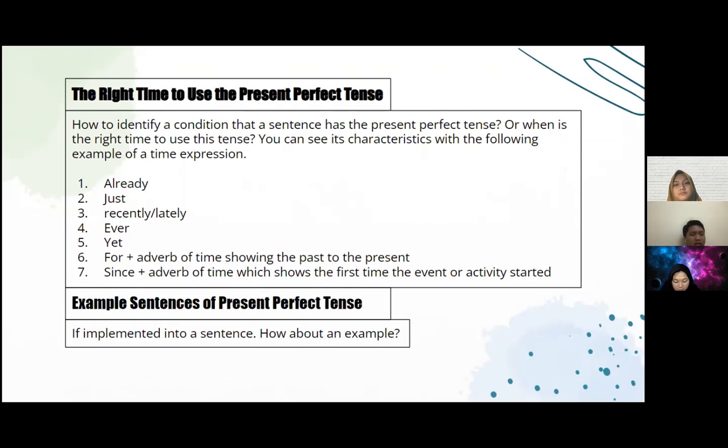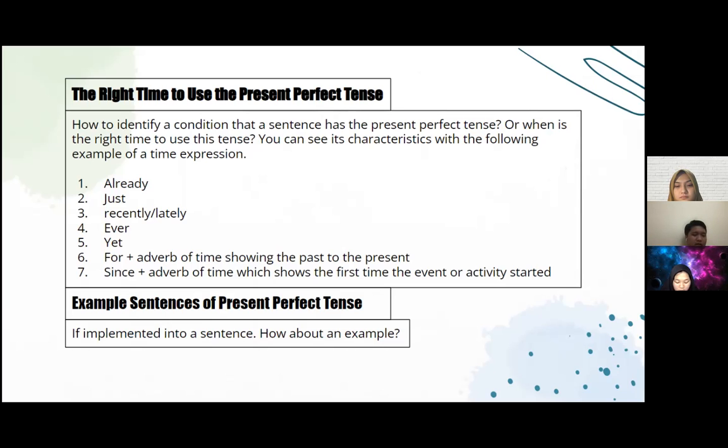For the next point, the right time to use the present perfect tense: how to identify that a sentence has the present perfect tense, or when is the right time to use this tense. You can see its characteristics with the following time expressions. Number one: already, just, recently or lately, ever, yet, for plus adverb of time, since plus adverb of time.